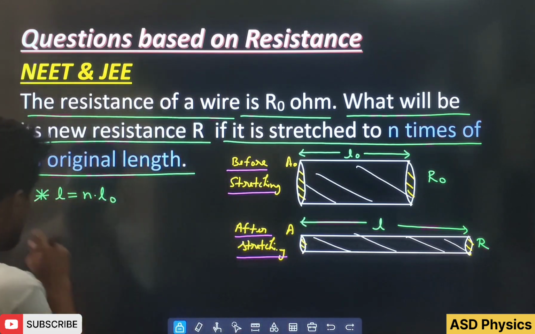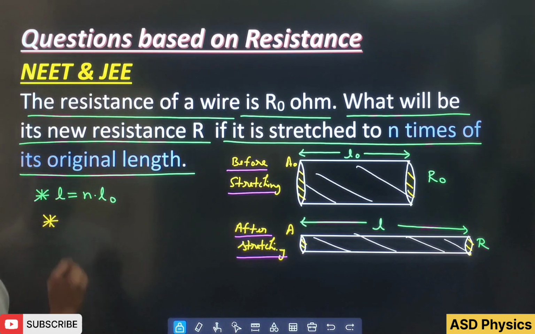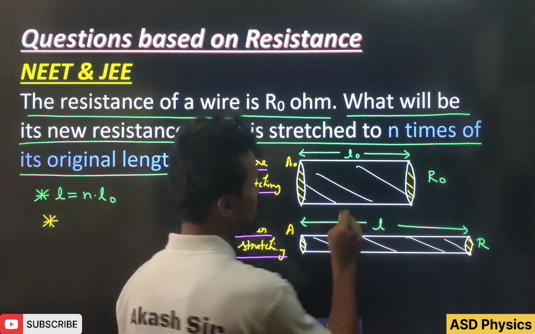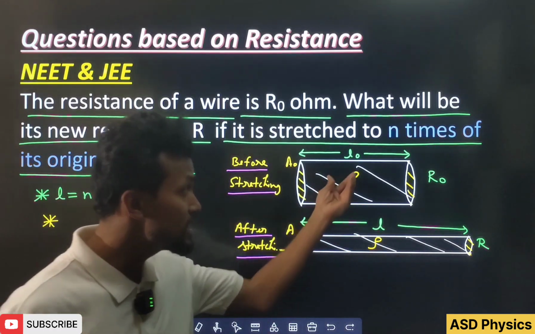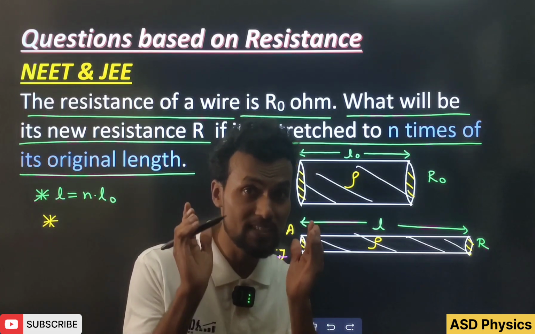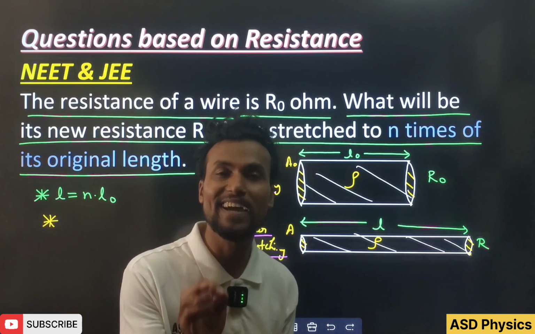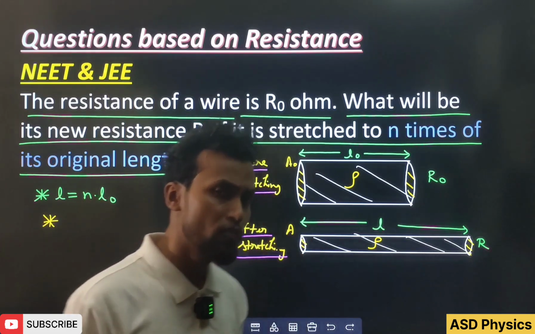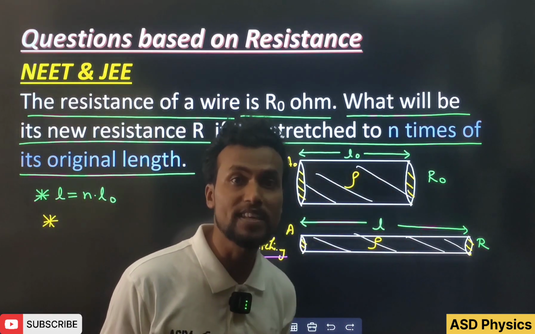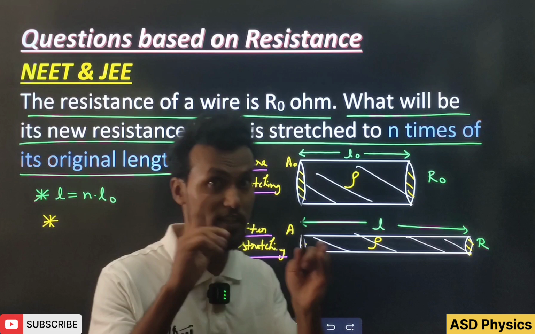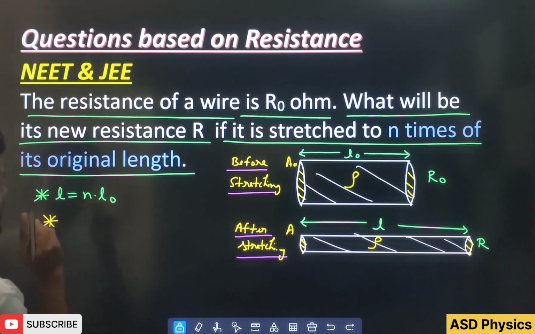Okay, so students, remember that when the wire is stretched, the material will not change. That means here resistivity rho, and here also resistivity rho. This resistivity, also called specific resistance, depends upon the nature and temperature of the material. Okay, first concept. Second concept is that when the wire is stretched, the volume is not going to change. The volume remains constant.